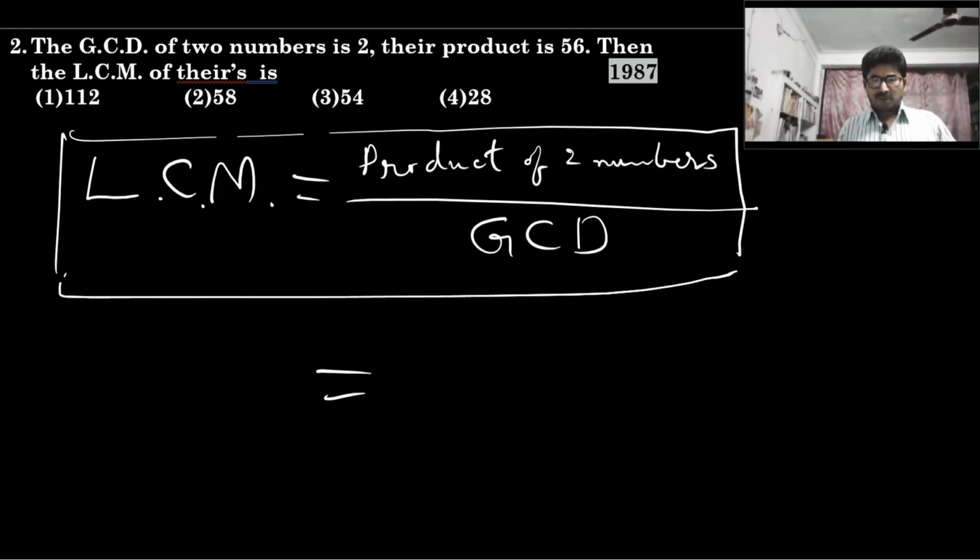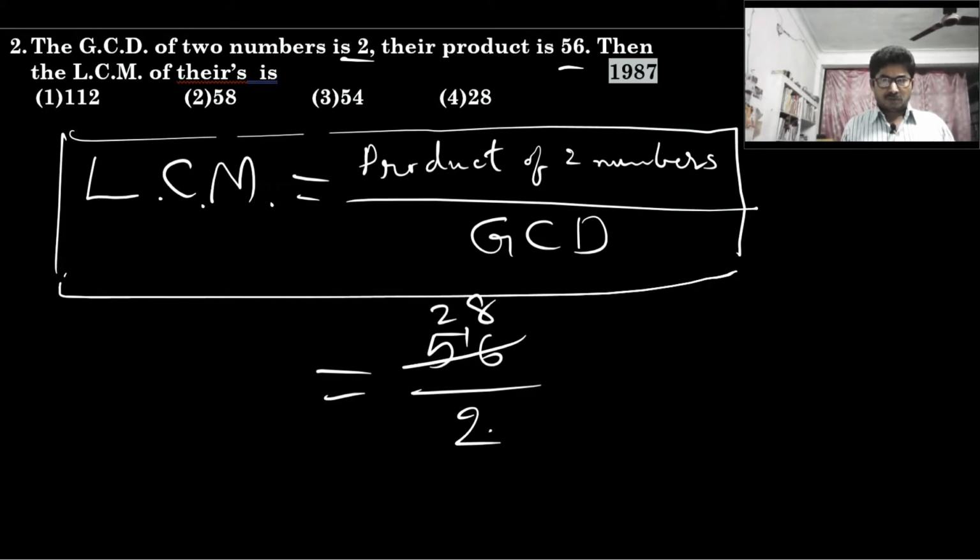Product of two numbers, we have 56, by GCD which is 2. 2 twos are 4, 2 eights are 16, so 2 ones are 2. So 28 is the answer. Option 4.